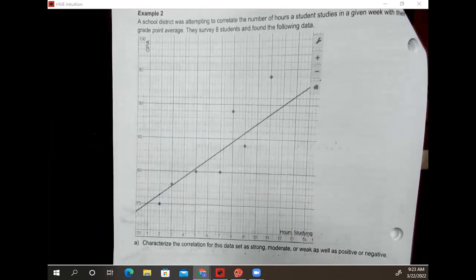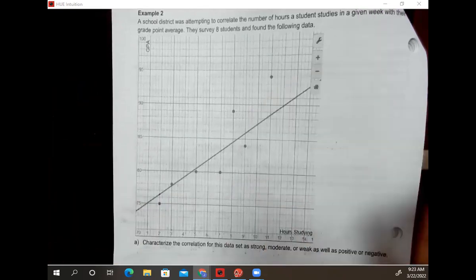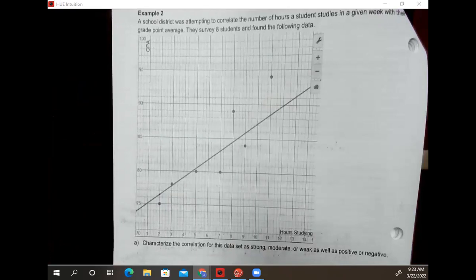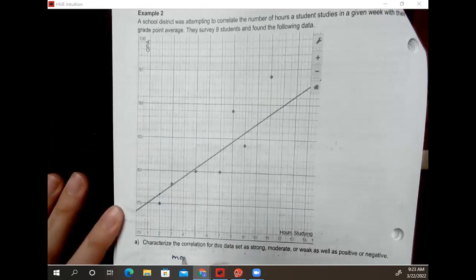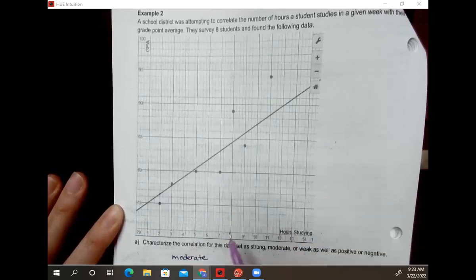Now, the first question asks, is this a strong, moderate, or weak correlation, positive versus negative? Our data isn't quite as tightly grouped in that same pattern that we saw last time. Last time our data followed a pretty strong curve. Here we're a little more sporadic, so I would say this is maybe a moderate correlation, but definitely positive.